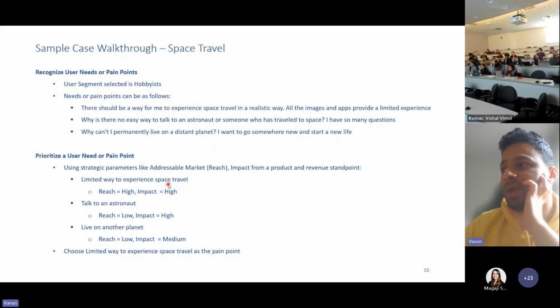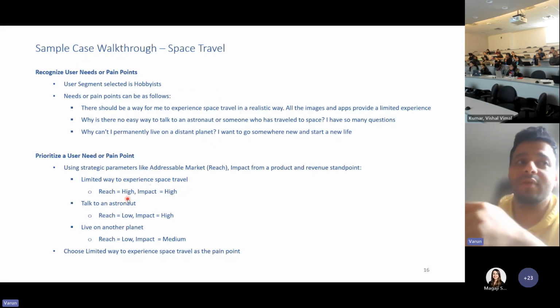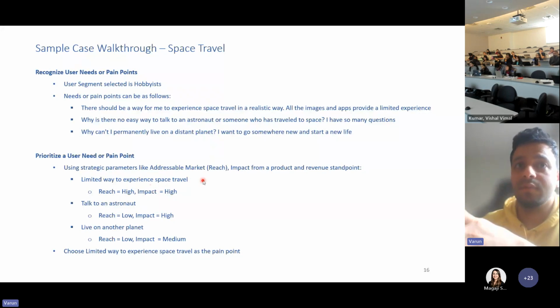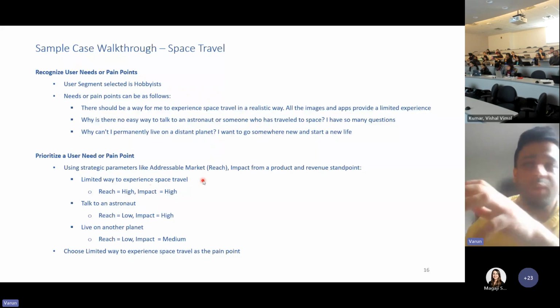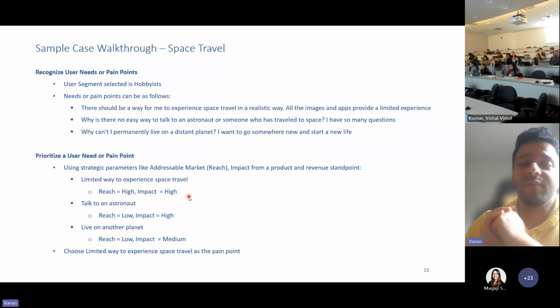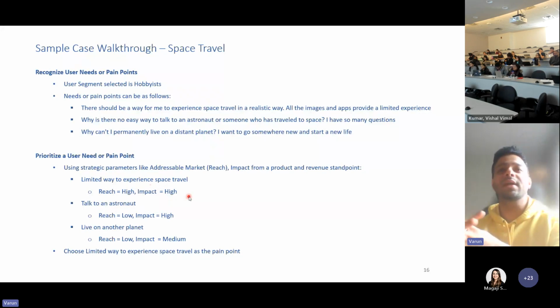The first one, limited way to experience safe space travel. I said the reach is high because that's the largest user group. Everybody wants to experience it. Impact is high because if you design a service for them, they are going to adopt it very quickly. Talk to an astronaut, reach is low. Not everybody will have the permission to speak to an astronaut. So naturally, that user base is inherently smaller. Impact is high. I mean, if you can talk to somebody, the experience will be great.